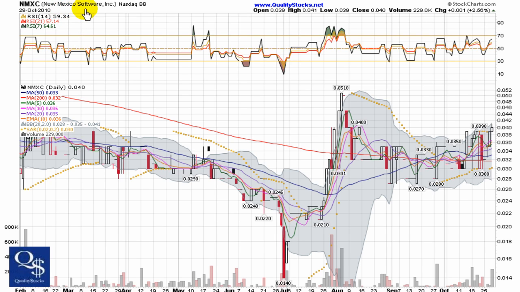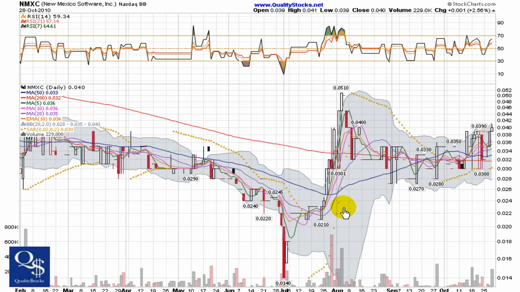Today we're going to take a look at New Mexico Software Inc. This is a NASDAQ bulletin board company trading with the ticker NMXC. It's a little bit different style of chart. We do spend a lot of time looking at bottom plays. This is a very low volume stock. It came up on a volume scan because of this spike: 229,000 shares traded yesterday, so typically very low volume.